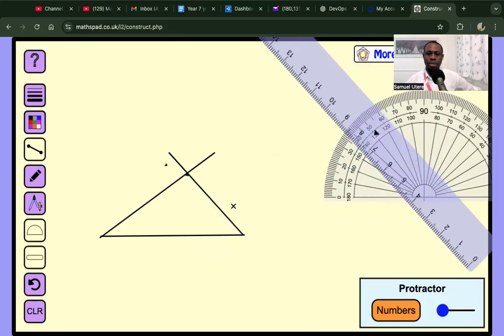Next, we label the sides. So this is 40 degrees. So let's see whether our pen will work. So this is 40 degrees.